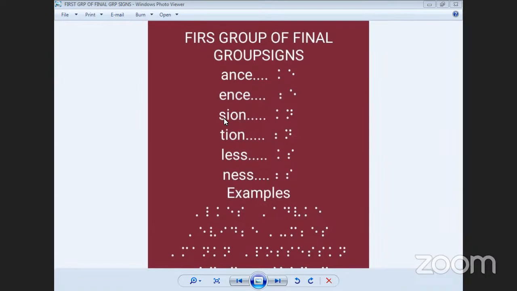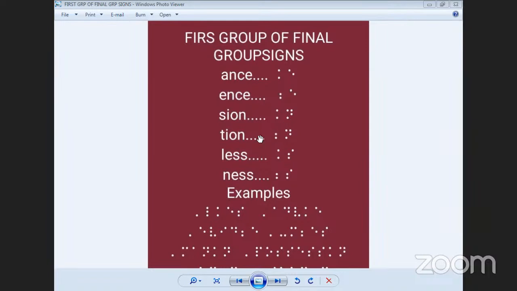And then we are having the SION, sion. Like when somebody writes the word mansion, M-A-N-S-I-O-N, mansion. So we are talking of the SION at the end of that word, and that will give us dot 46N. SION is dot 46N.